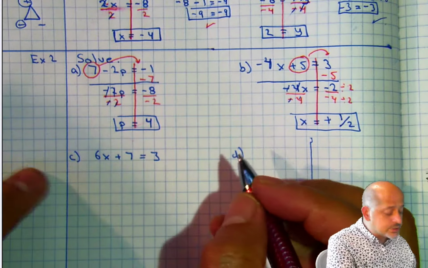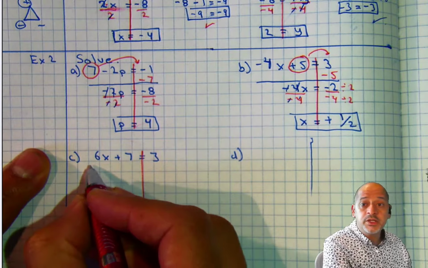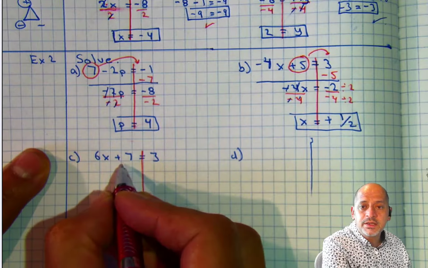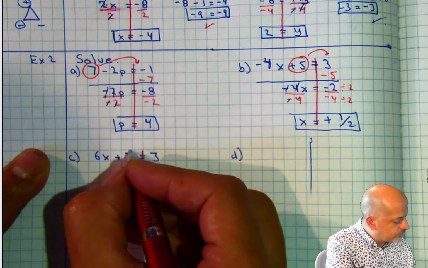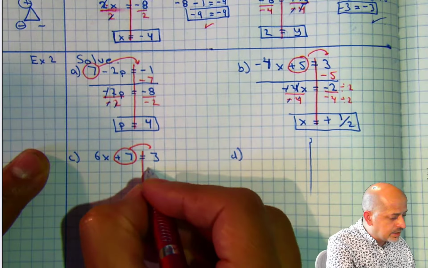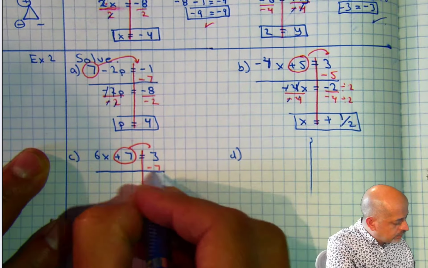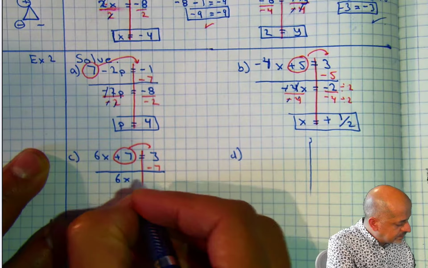Excellent. So at this point you have already solved it. I'm going to go and draw the line. I need to leave the x by itself, so I'm going to need to get rid of the 6 and the 7. So I'm going to get rid of the 7 first. Move the 7 to the right because say it's a positive, it becomes negative 7. And now that is 6x equals.